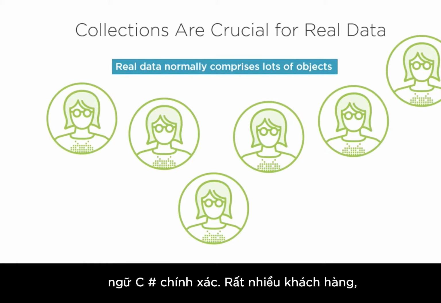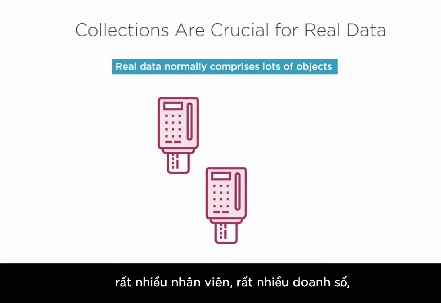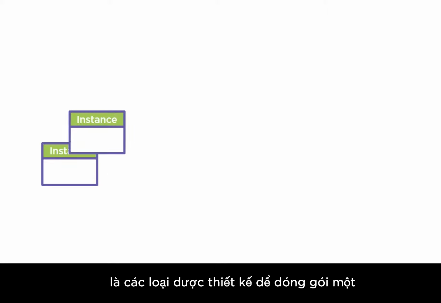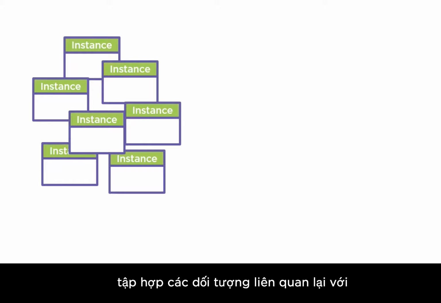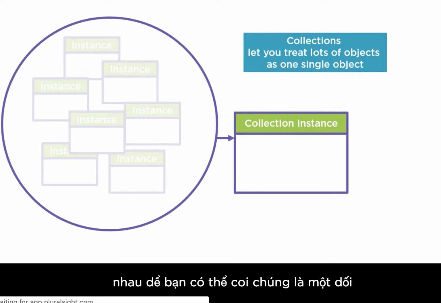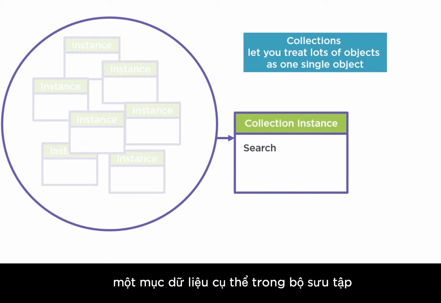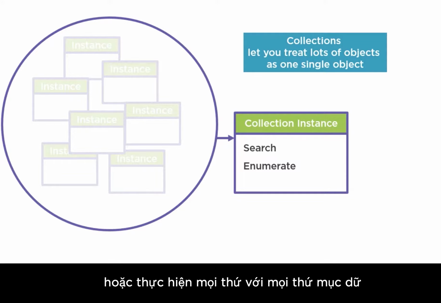Lots of customers, lots of employees, lots of sales, lots of controls if you're dealing with a user interface, and so on. Collections are types that are designed to encapsulate a set of related objects together, so that you can treat them as one single collection object on which you can then perform operations such as searching for a particular item of data in the collection, or doing something with every item of data in turn.